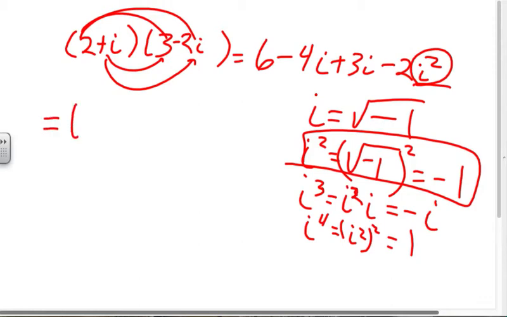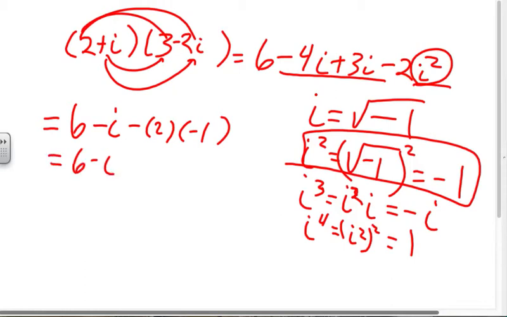So I'm going to have 6. I'm going to go ahead and combine these i terms, which gives me minus i. And then i squared is a negative 1. So I'm going to have minus 2 times a negative 1. That's going to give me 6 minus i, negative and negative, plus 2. And then I combine these. That will give me 8 minus i. And that's how you multiply. Do not ever leave it as i squared. Remember to substitute in a negative 1.